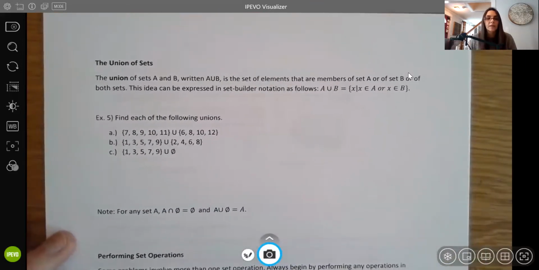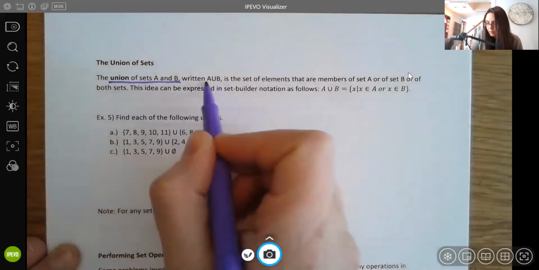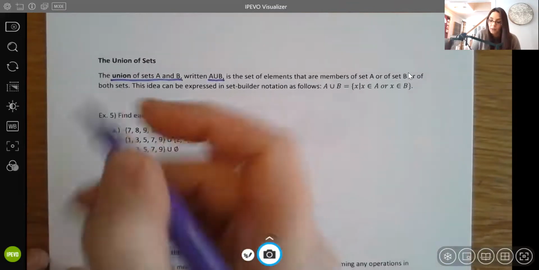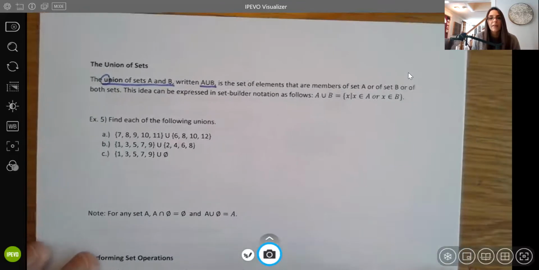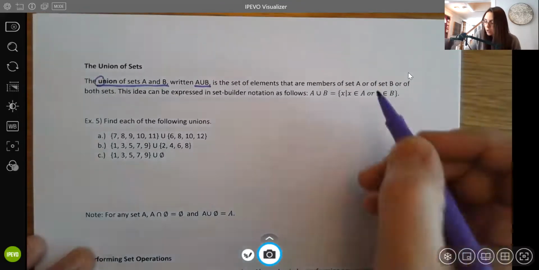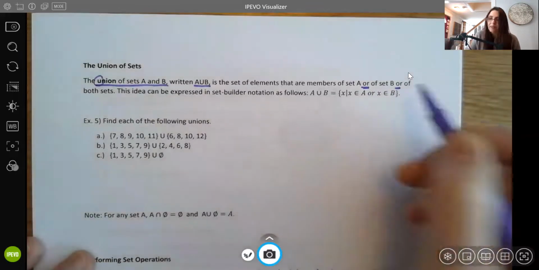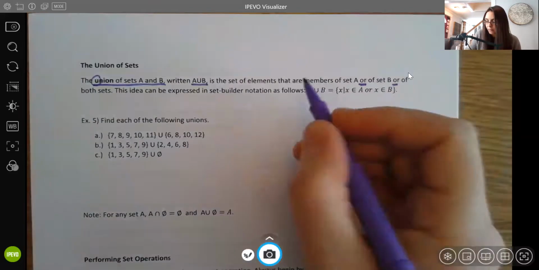Now, the union of two sets is the opposite idea. So the union of the two sets, and you're using this notation, this one looks more like a proper U. So I think U for union, right? Your symbol kind of looks just like that U. It is a set of elements that are members of set A or of set B or of both sets. So as long as you're in one of the sets, then you're in the union. So we're basically uniting the two sets together.